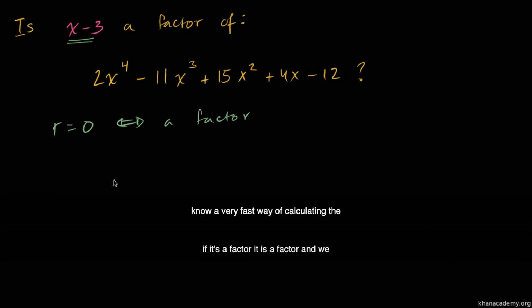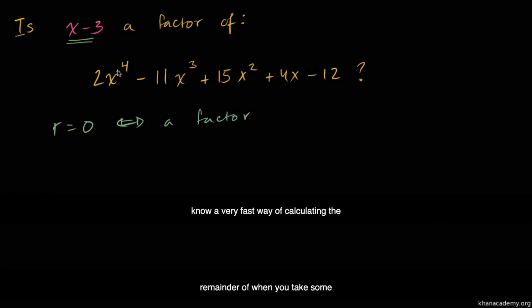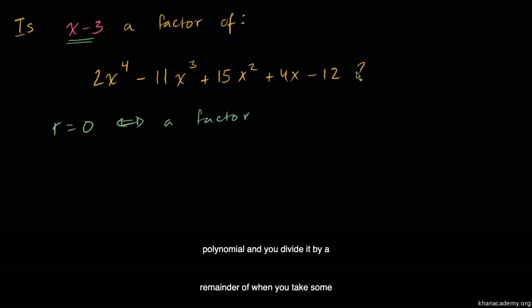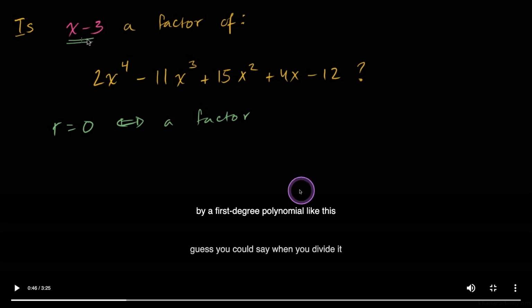And we know a very fast way of calculating the remainder when you take some polynomial and divide it by a first degree expression like this. I guess you could say when you divide it by a first degree. Okay, let's first drop out the other information. Just focus on this one single piece of information.